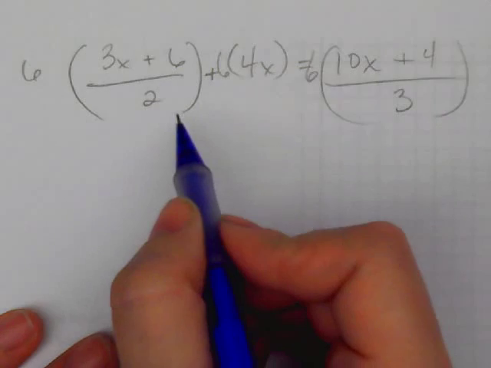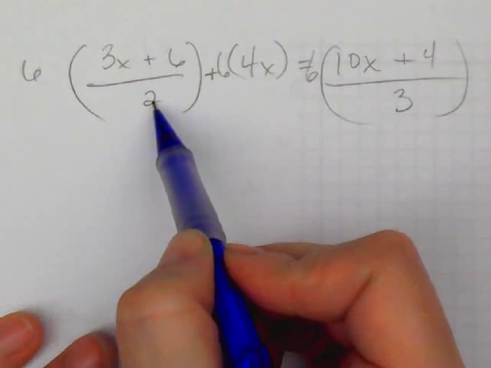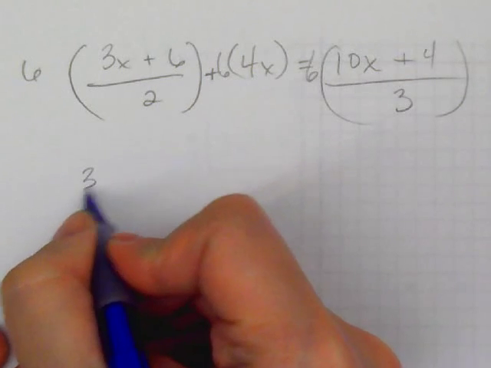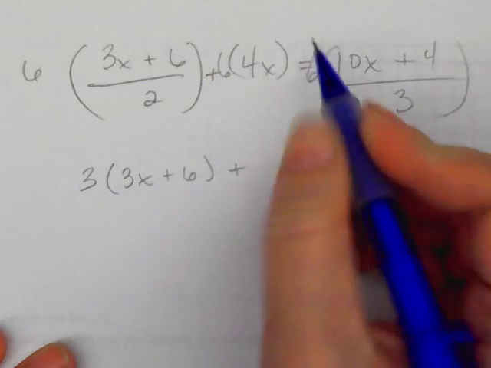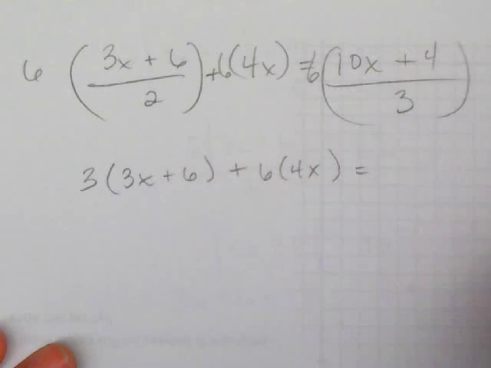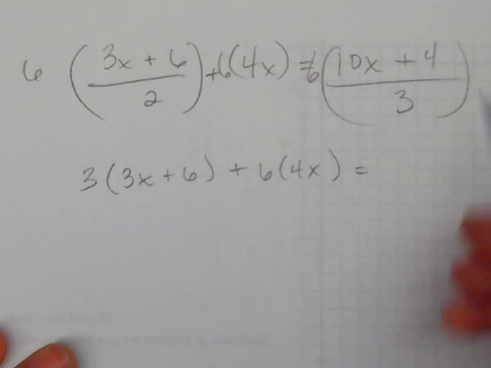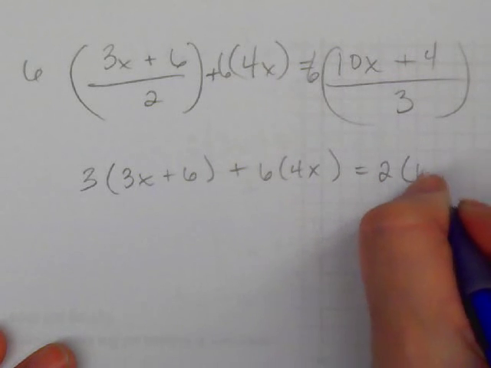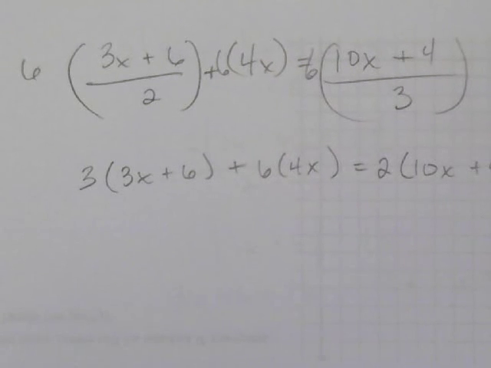So here's how I'm going to simplify this. What is 6 divided by 2? 3. So I have 3 times 3x plus 6 plus 6 times 4x. And then what's 6 divided by 3? 2. So I'm going to have 2 times 10x plus 4. So that's the undoing operation of getting rid of that division to get us out of the fraction form.